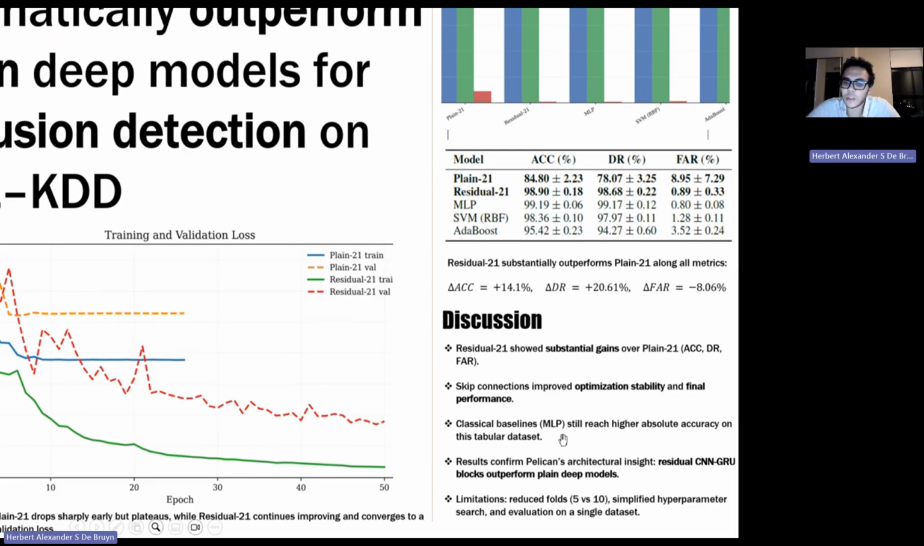But overall, we were still able to confirm Pelican's architecture insight, which is that residual CNN-GRU networks outperform plain deep models, and that the skip connections improved optimization, stability, and final performance, as we showed before. The residual 21 showed substantial gains over the plain 21 in all metrics analyzed.